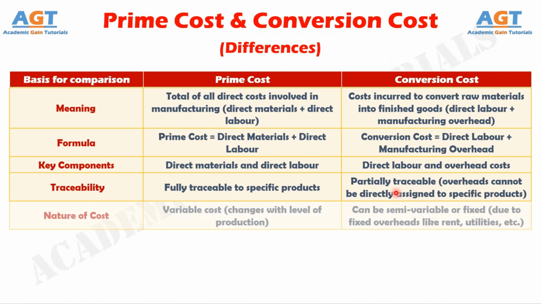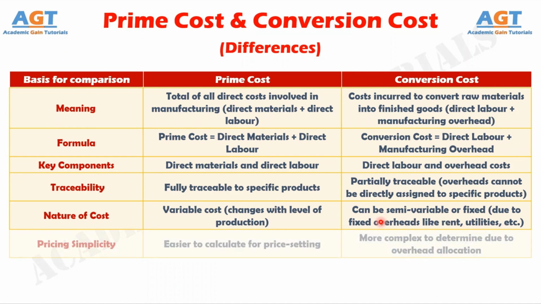Number 5. Prime costs are generally variable, directly increasing with production, whereas conversion costs are semi-variable or fixed, as some overheads remain constant regardless of output. Number 6. Price setting using prime cost is simpler and more straightforward, whereas using conversion cost is more complex due to the need to allocate overheads.